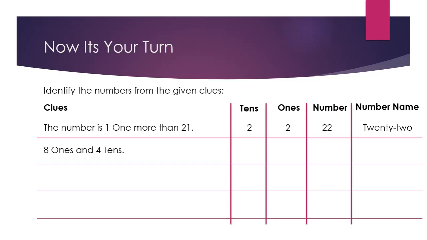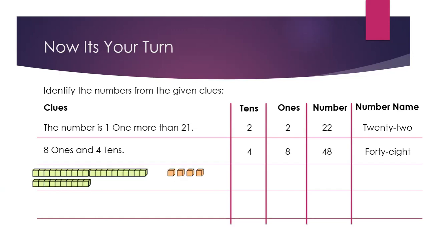Next is the clue. It says that there are 8 ones and 4 tens. 4 tens and 8 ones. So write the digits in the respective columns. There are 4 tens and 8 ones. So what is the number? 4 tens, 8 ones forms the number 48.